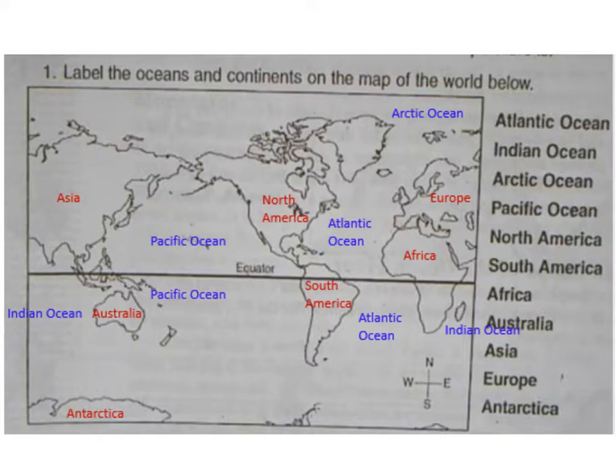So let's look at number 1. Please label the continents and the oceans on the map of the world below. Use this slide to help you. The continents are labeled in red and the oceans are labeled in blue. Pause the video to make sure that you get all the continents and all the oceans.